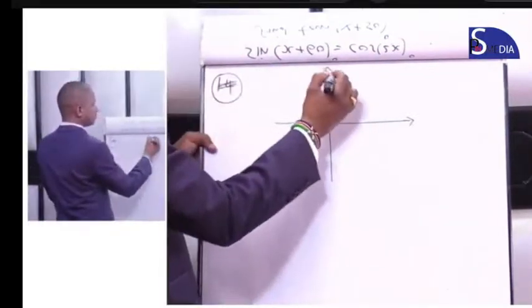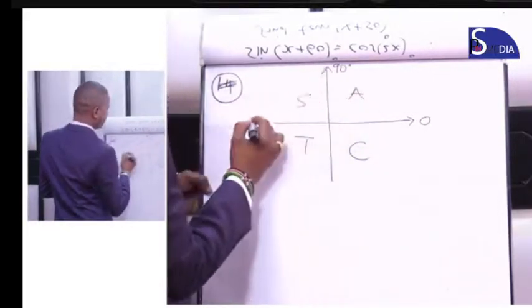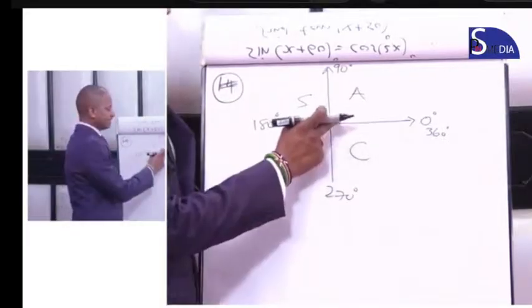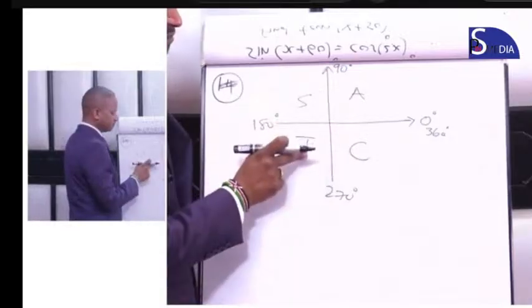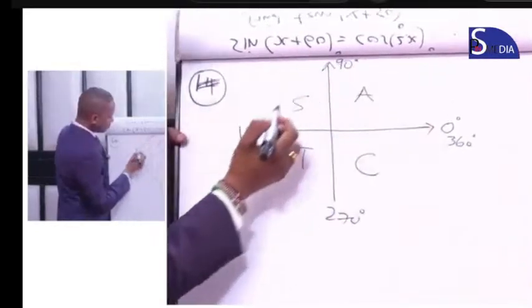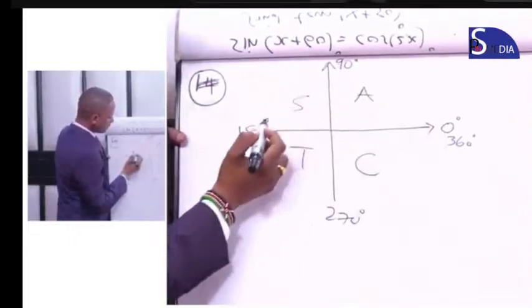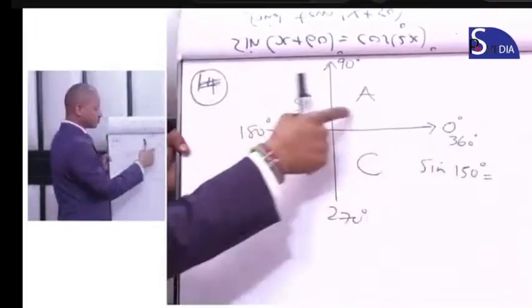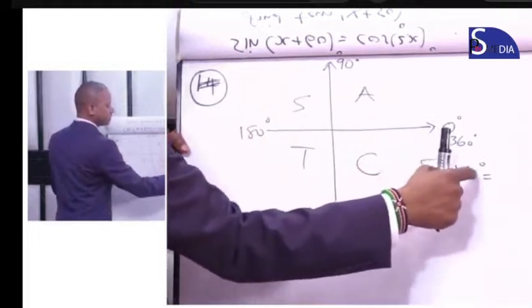Before I go on with this trigonometry, you can be told to find that it falls in a quadrant. Tan is positive from 90 to 180. If you are told to draw this quadrant, from 90 to 180, sine of 180 minus the angle.